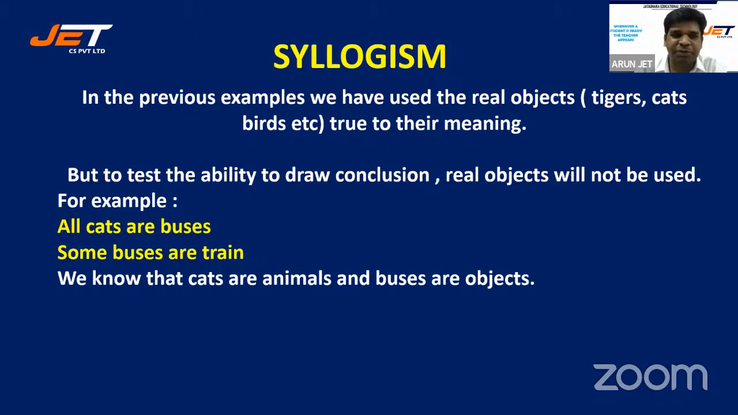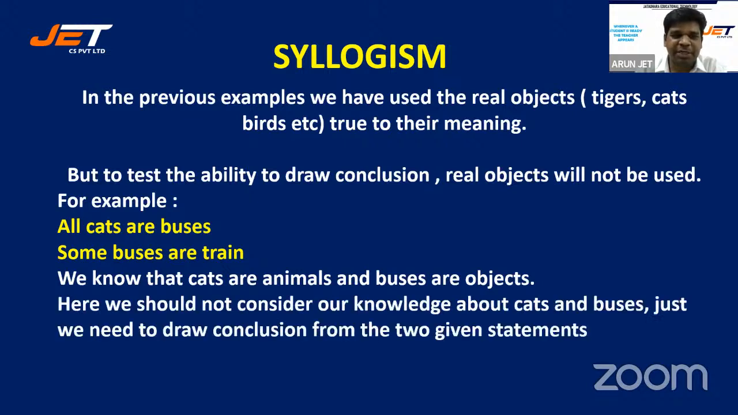All right. So we don't take the statements literally. Here we should not consider our knowledge about cats and buses. We just need to draw a conclusion from the two given statements. That's what you have to be careful about. So don't have a preconceived notion of why am I comparing cats and buses and trains, which are two different things. No, we are just going to draw conclusions. Presuming these two statements are true, I'm going to draw conclusions further.